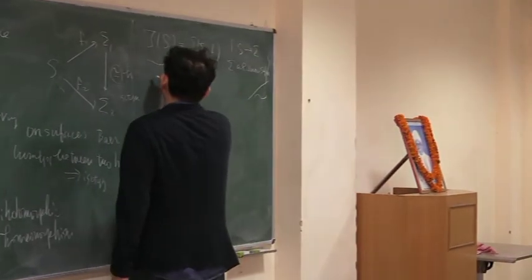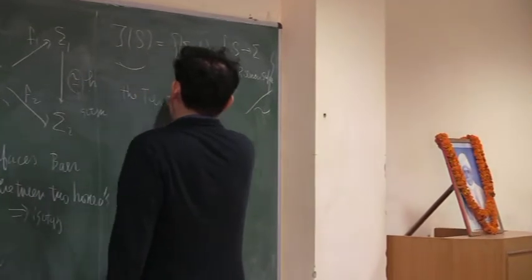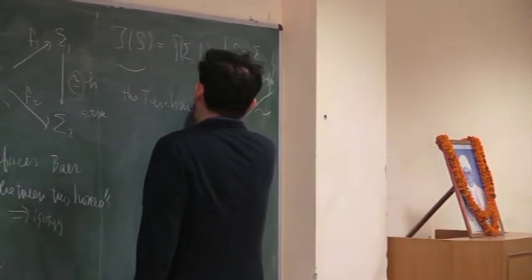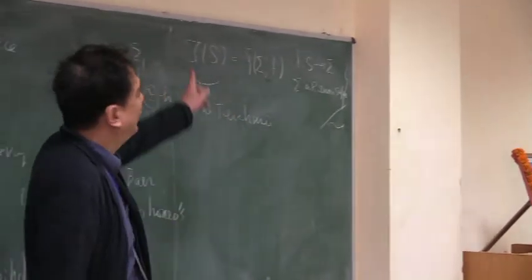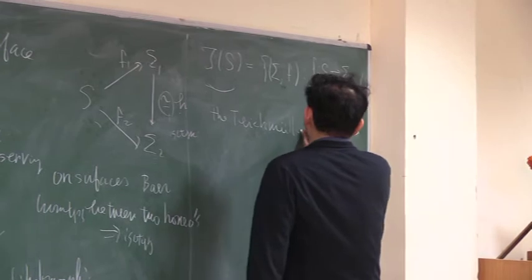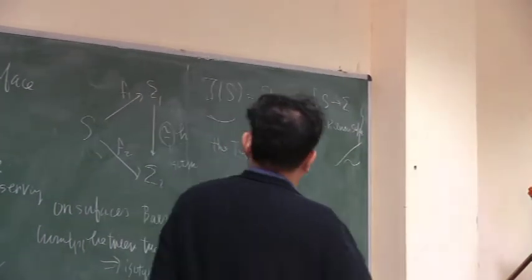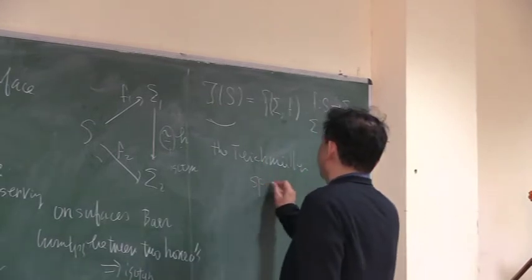For the moment, this is a set, but this is called the Teichmüller space. I don't put any topology on this set yet. I will define the topology afterward. So here, it's just a set, and it's called a Teichmüller space.